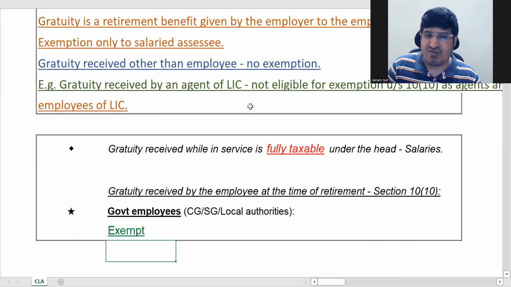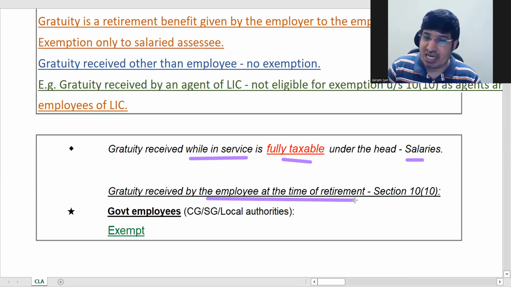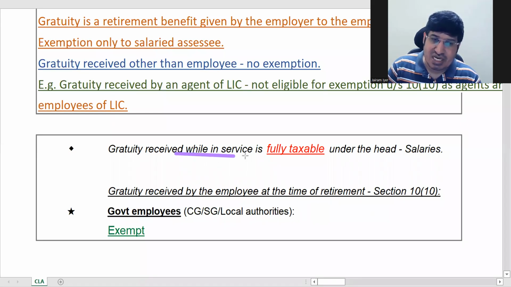Now, gratuity received while in service is fully taxable as salaries. When you are working, if you have received gratuity, it is fully taxable as salaries. But if received at the time of retirement, only then section 10(10) applies. While in service, if you receive gratuity, then it is fully taxable for all employees, government, non-government, for everyone.